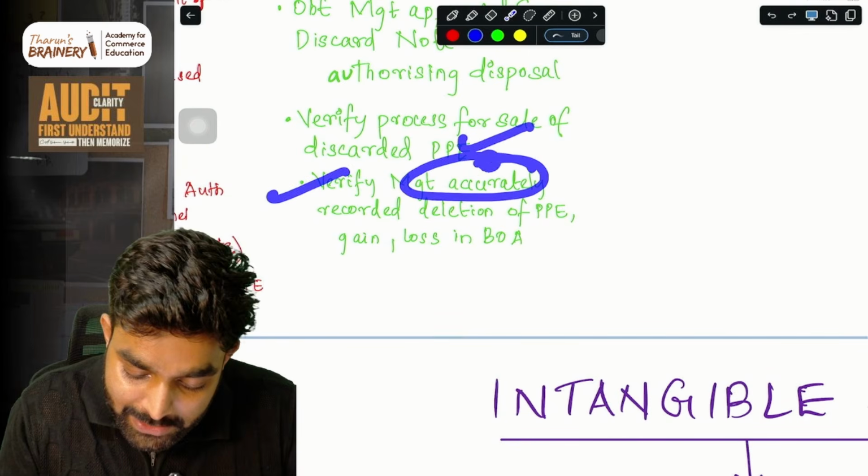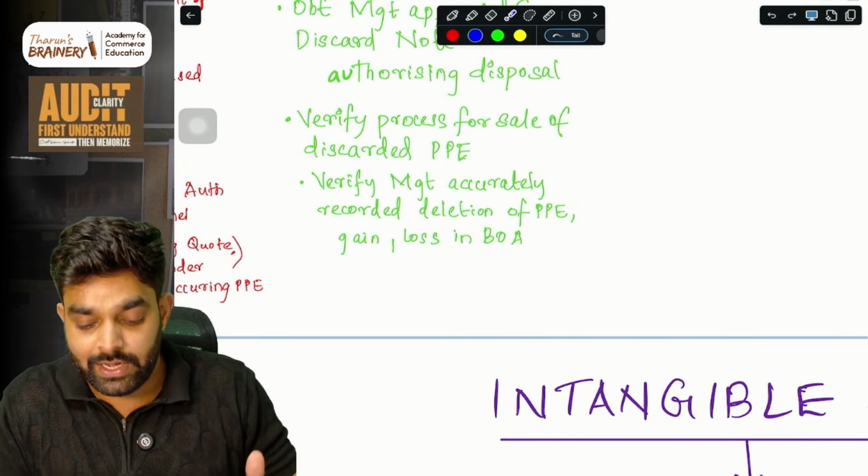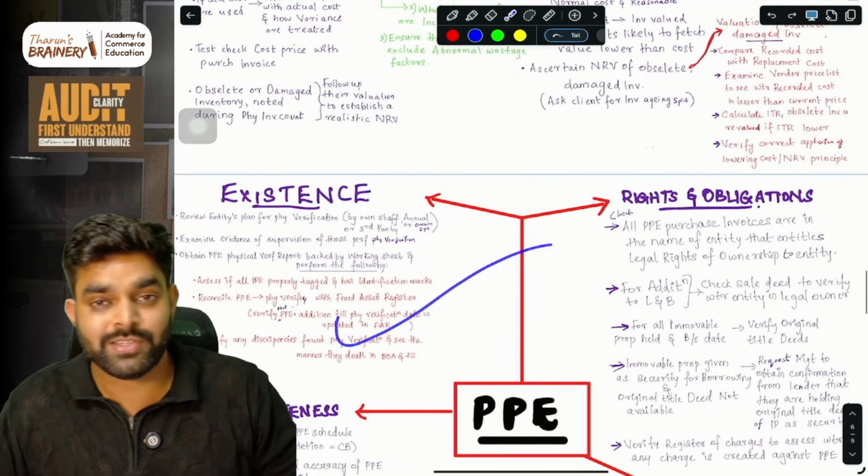Then verify management has accurately recorded the deletion of PPE, gain and loss in the books of accounts. All the gain and loss when you sell PPE, make sure it is properly recorded. So PPE is also done and dusted.